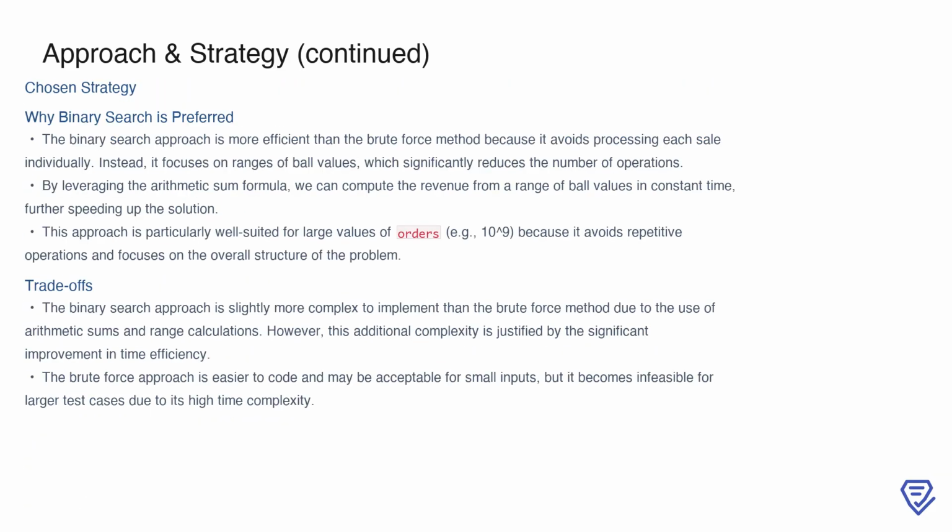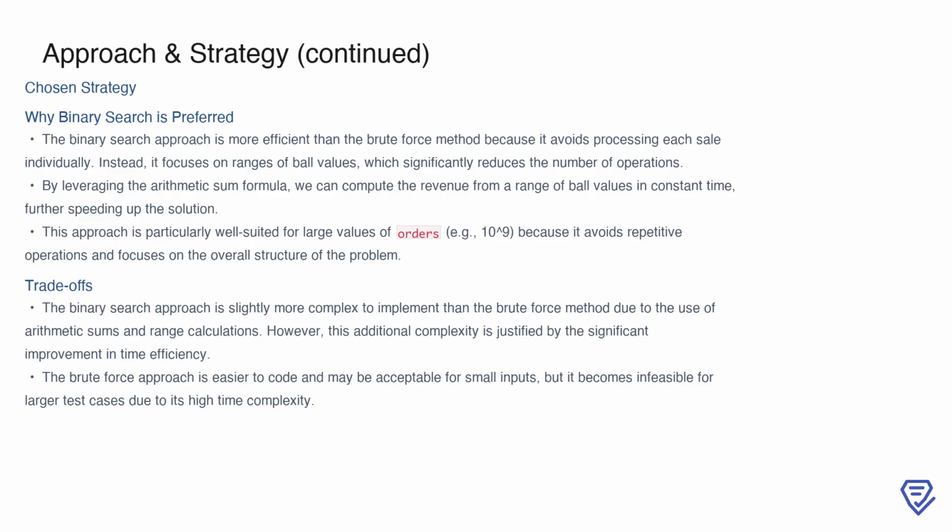The binary search approach is preferred because it is significantly more efficient than the brute force method. By focusing on ranges of ball values instead of individual sales, it reduces the number of operations required, making it a better choice for this problem. The use of the arithmetic sum formula allows us to compute the revenue from a range of values in constant time, which further speeds up the process. This makes the approach particularly effective for large values of orders, such as 10^9, where the brute force method would be infeasible due to repetitive operations.